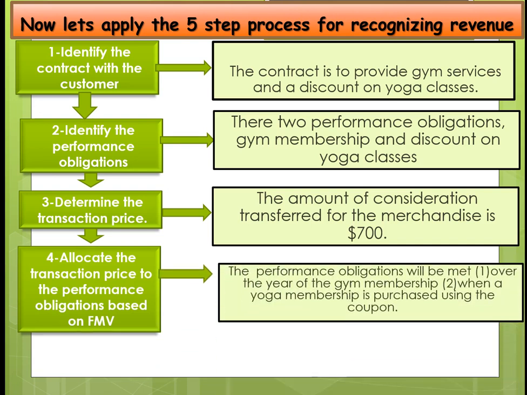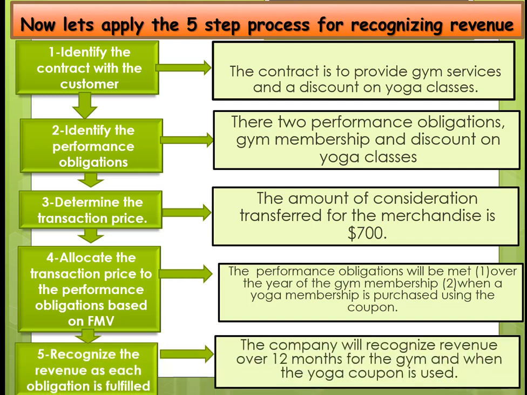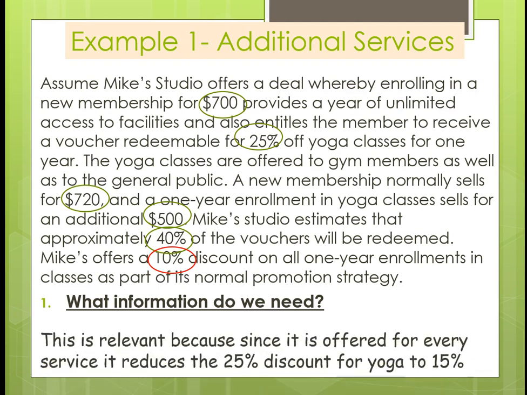Okay, the performance obligation we met over the year of the gym membership and when the yoga membership is purchased using the coupon. So the company will recognize revenue over 12 months for the gym and when the yoga coupon is used. So what information do we need? We need the $700, the 25% discount, the $700, the normal price of the gym, $500, the normal price of the yoga class, the 40% discount, but also we must consider the 10% that's normally offered regardless.